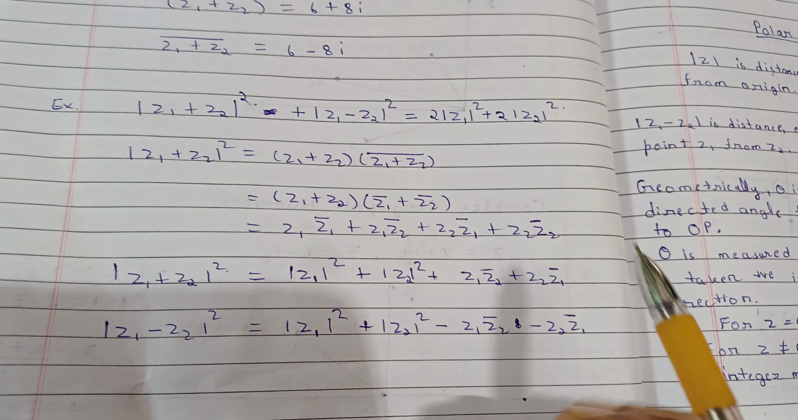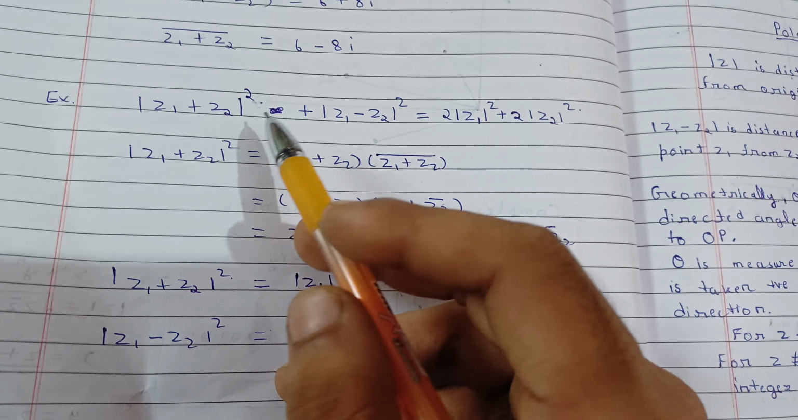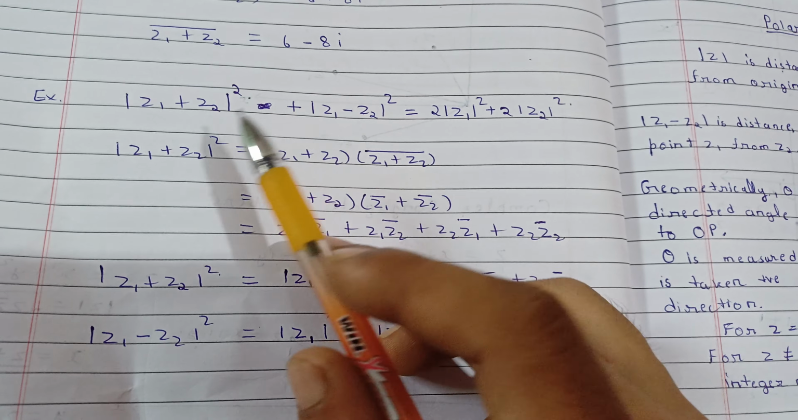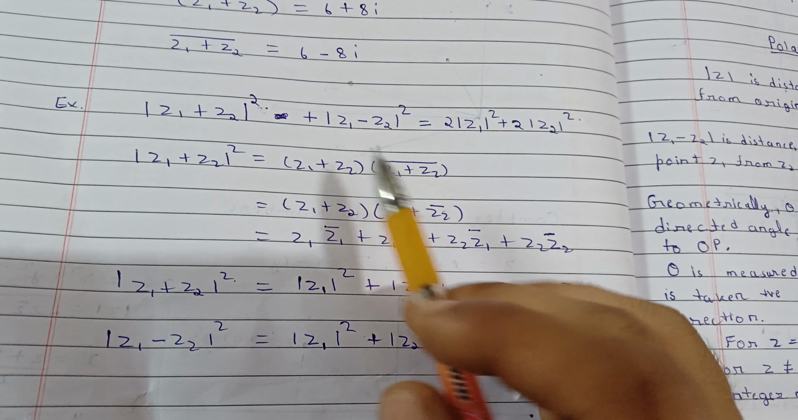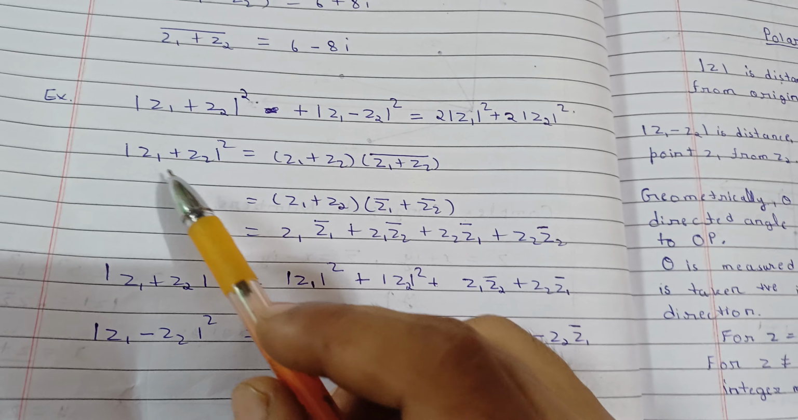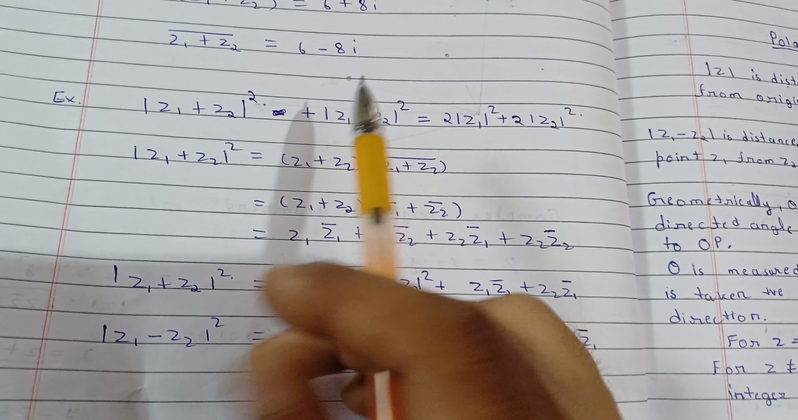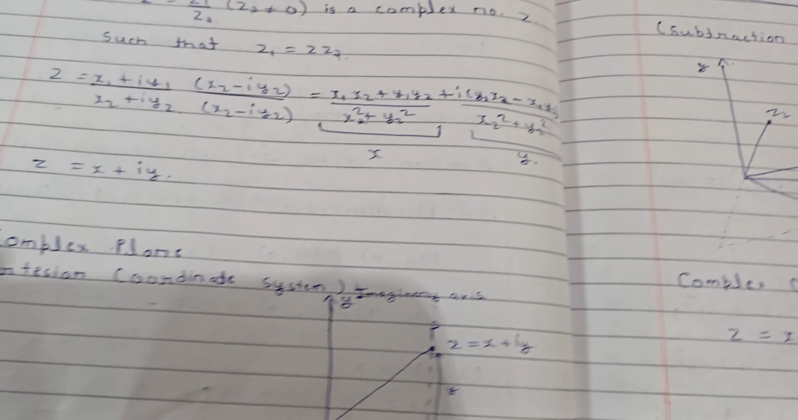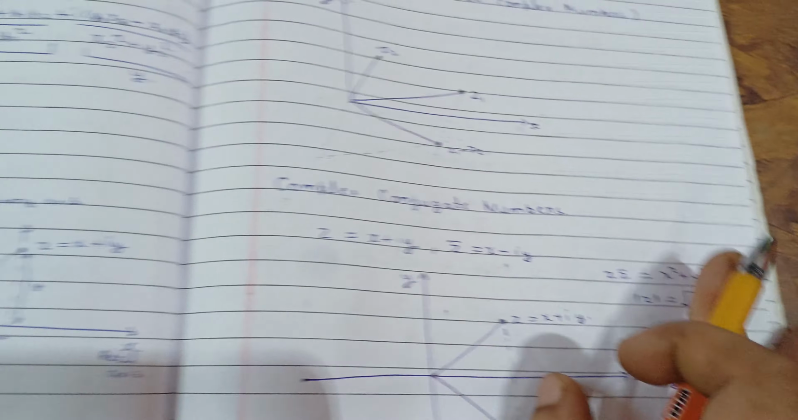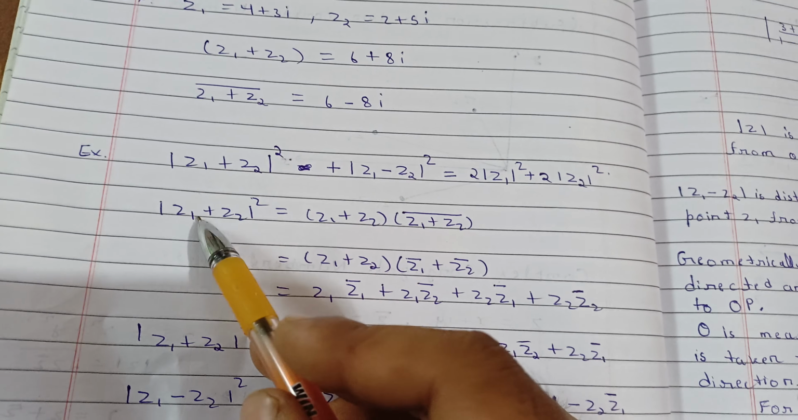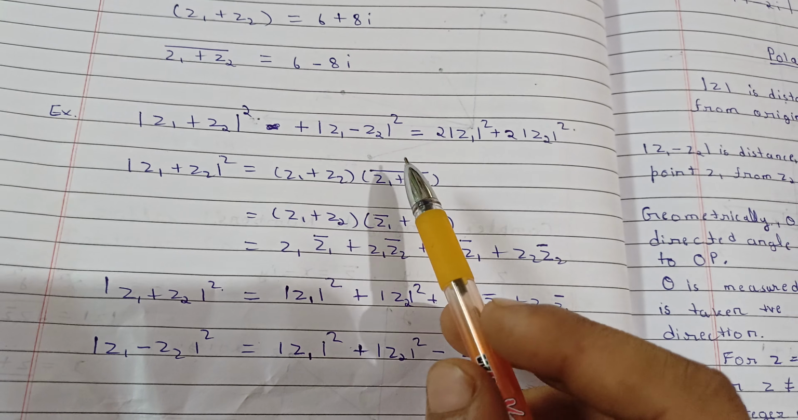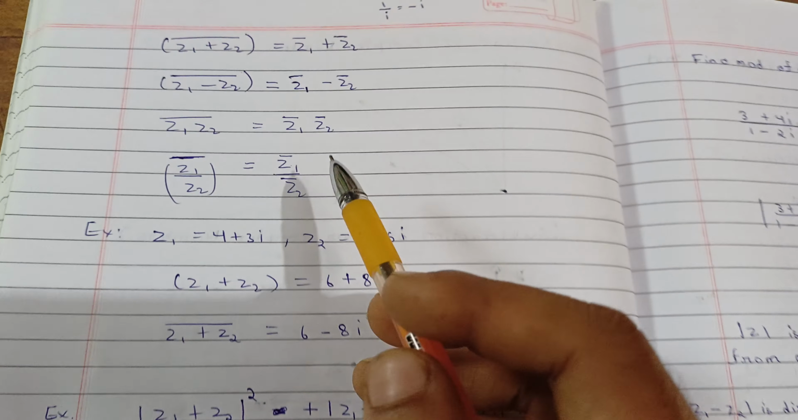Let's see one more property: mod z1 plus z2 square plus mod z1 minus z2 square should be equal to 2 mod z1 square plus 2 mod z2 square. So how can you check this, or you can derive this also. Let's see, first z1 plus z2 whole square. So consider this whole as a complex number. We already defined this property: mod z square will be equal to z times z conjugate. So this is z and this is z conjugate, so we can write this as this. Now this conjugate will be distributed over the terms by using this property.